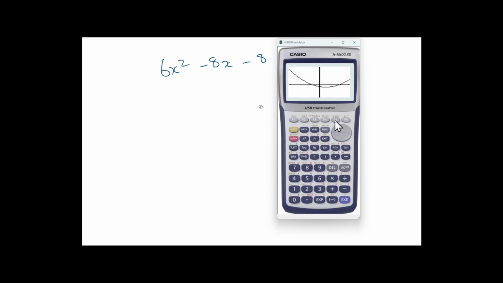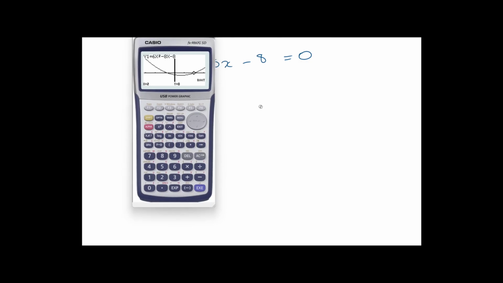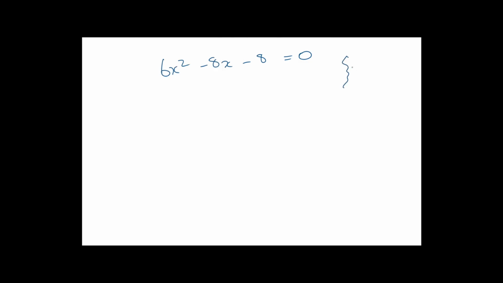So we go to F5 Gsolve. Gsolve is our friend. So negative 0.6666667, so minus 2 over 3. And the other one is 2. Okay, let's just put that down. So our solutions are negative 2 over 3 and 2.